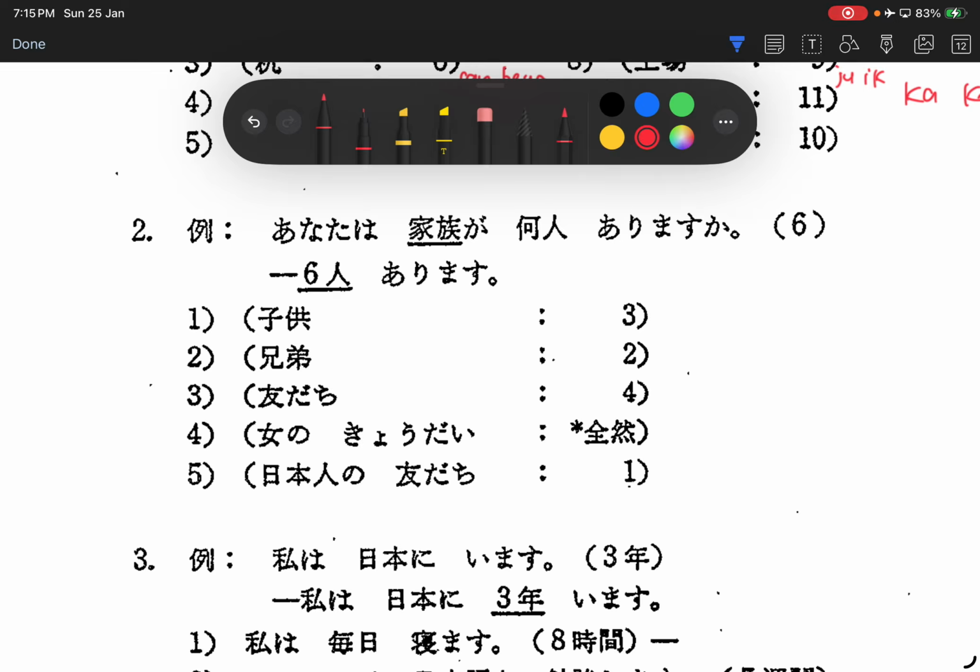2人あります。What's weird? No, because I thought need to use ni. No need. 2人。1人2人 is a special one. You don't need to use the ni. Ni is only when it's 3 and above.